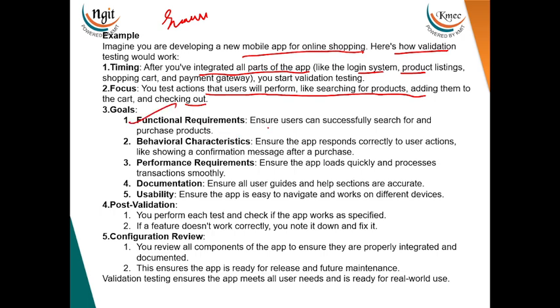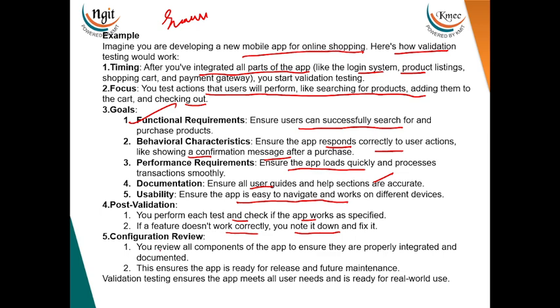Goal: functional requirements, ensure all users can successfully search for what they want to purchase, and ensure the app correctly records user actions like showing a confirmation message. Performance: ensure the app loads quickly for all transactions, ensure all user guides or help are there, and ensure all users can navigate through all of this. Post validation: perform each test and check that the app works specifically. If a feature is not correct, we note it down and fix it.